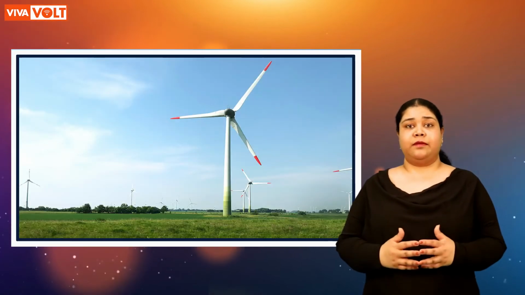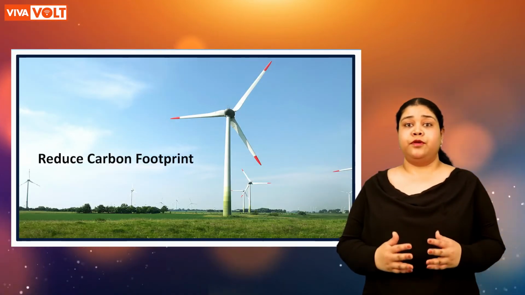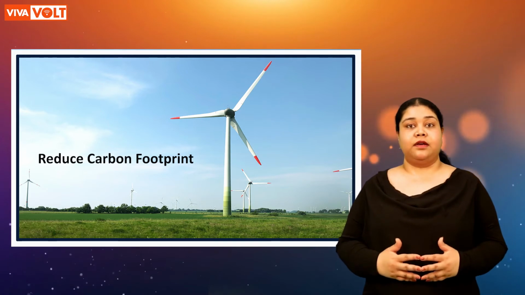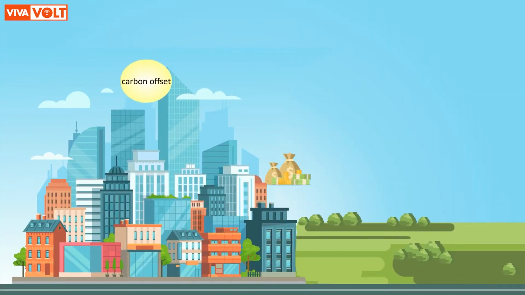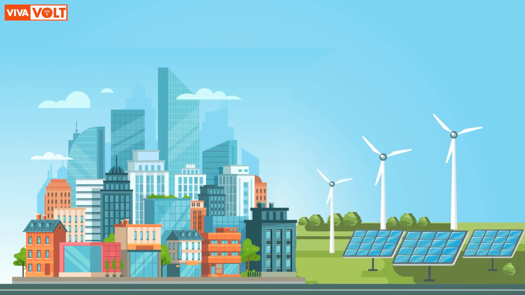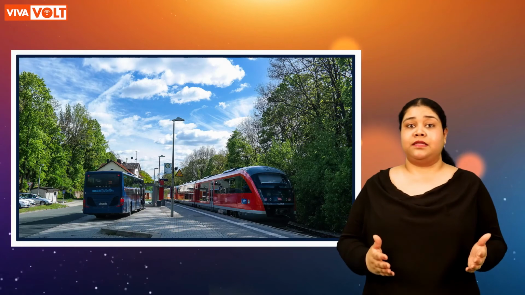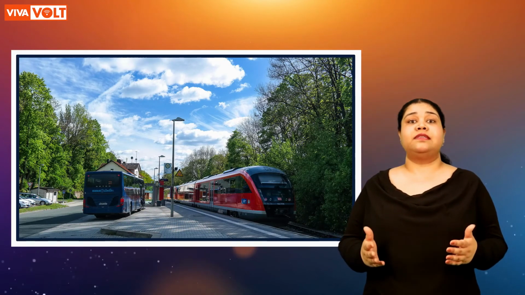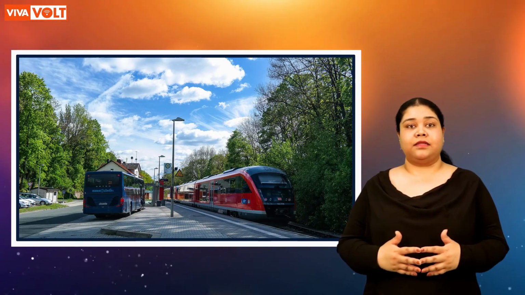Our obvious aim should be to reduce carbon footprints to save our environment. Organizations can buy carbon offsets to compensate for CO2 emissions. Offsets are investments in carbon reducing activity. Using public transport such as trains and buses instead of driving reduces an individual's carbon impact.